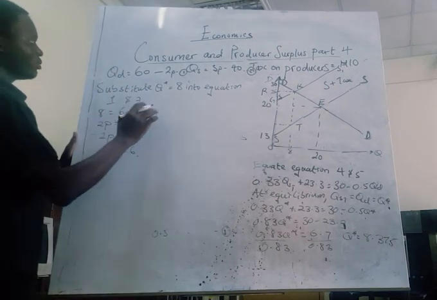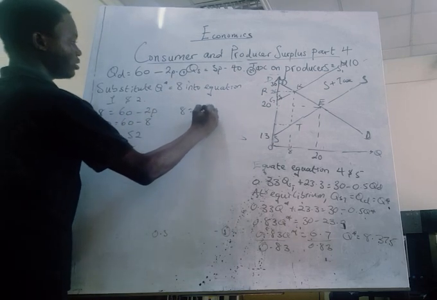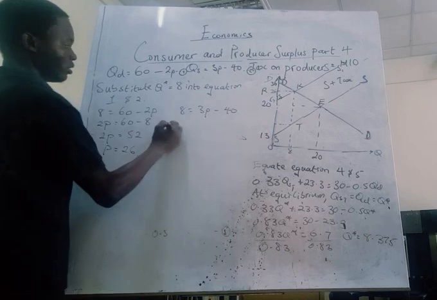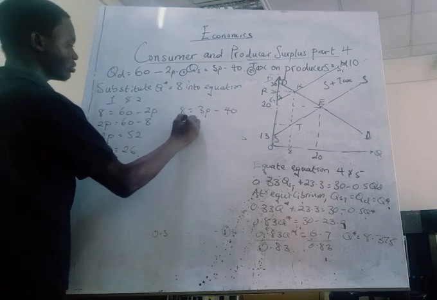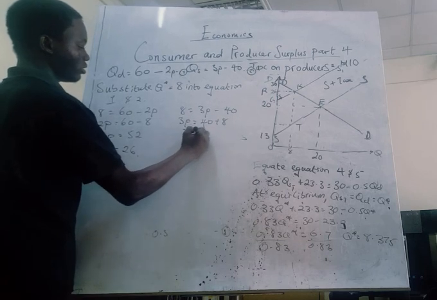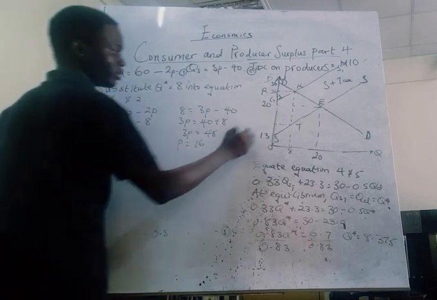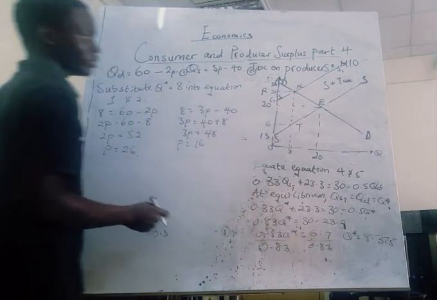Good. And the same thing here, we have 8 equals 3p minus 40. So 3p equals 40 plus 8, 3p equals 48, and then p equals 16. So that means the price that producers are receiving now is 16.